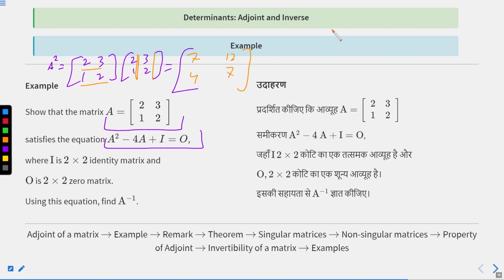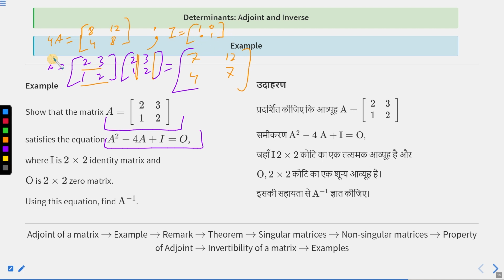Now 4A, what about 4A? Let me write 4A here. Every entry of matrix A is going to be multiplied by 4. So this will be 8, 12, 4, 8. Simple. Now the identity matrix, you all know about the identity matrix of 2 cross 2: 1 0 0 1.